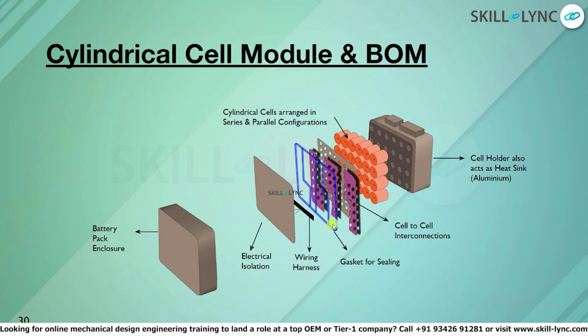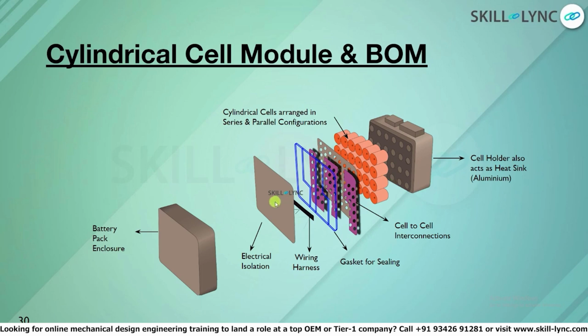And then you have a sealing gasket, so that there is no ingress. Once you put the sealing gasket and then the enclosure, there is no water or dust entering the whole pack. And then you have a wiring harness. This wiring harness could be a PCB or sensor wires, voltage wires, anything, so that you connect a sensor to each cell, and then you monitor the voltage or temperature of the whole unit.